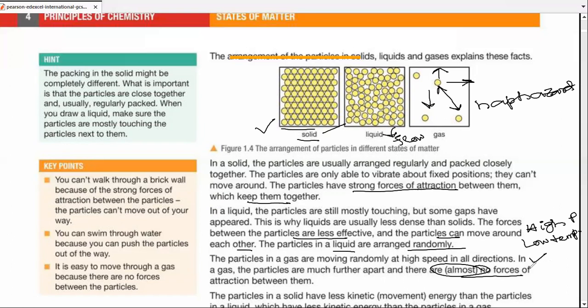This movement, which I'm discussing in terms of the regular arrangement, is solids being able to vibrate, liquids being able to move around a little bit, and gases being able to move around at high speed.